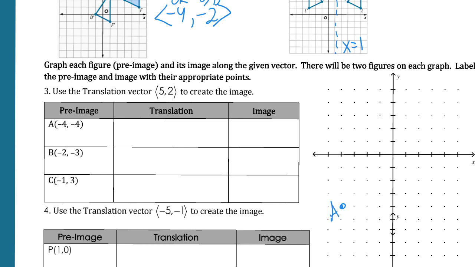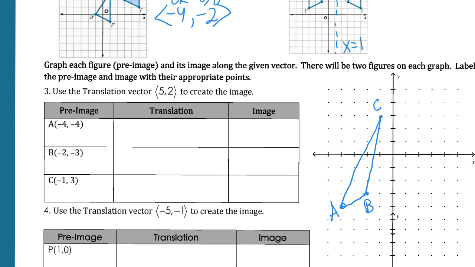Okay, that's A. And then B is -2, -3. And then C is -1, 3. Not C. And so if you use a ruler, which you really should, because things will look a lot better, you'll be able to tell if they're congruent, and it's just kind of how we play the game. But I'm using a smart board, so it's a little hard to do.